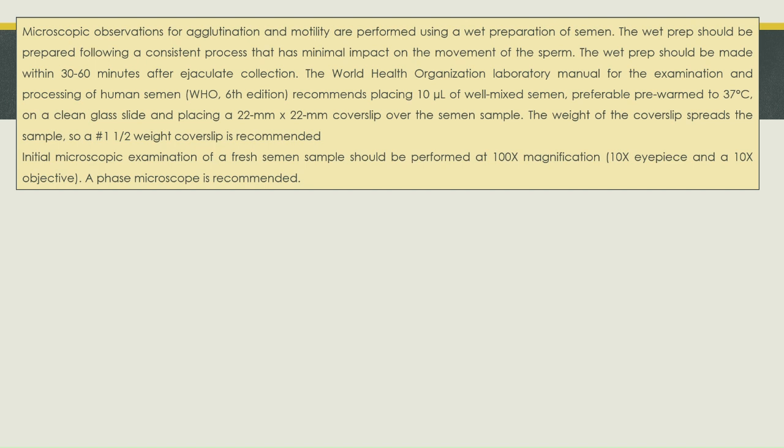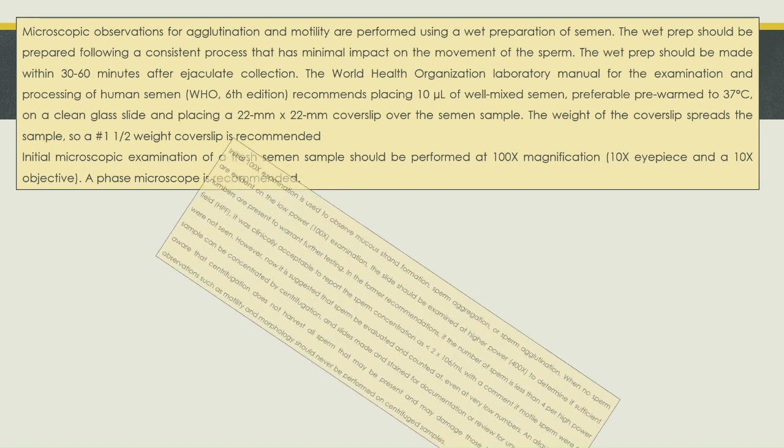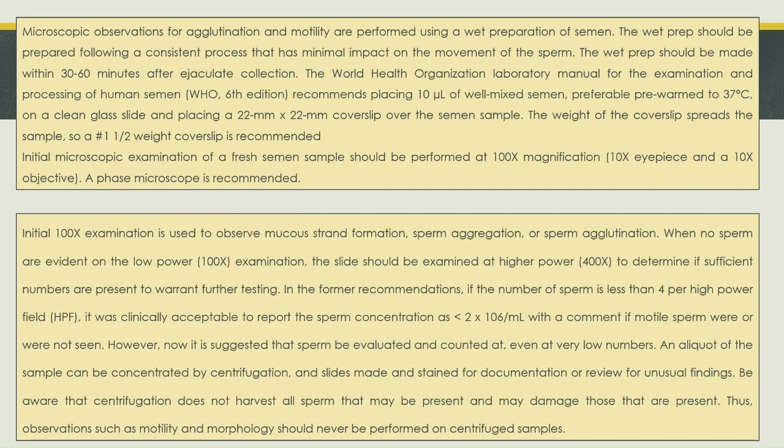Initial microscopic examination of a fresh semen sample should be performed at 100x magnification, 10x eyepiece and a 10x objective. A phase microscope is recommended. Initial 100x examination is used to observe mucus strand formation, sperm aggregation, or sperm agglutination. When no sperm are evident on the low power, 100x examination, the slide should be examined at higher power, 400x, to determine if sufficient numbers are present to warrant further testing.